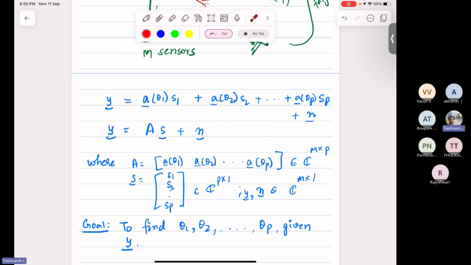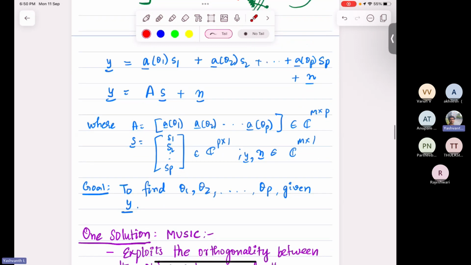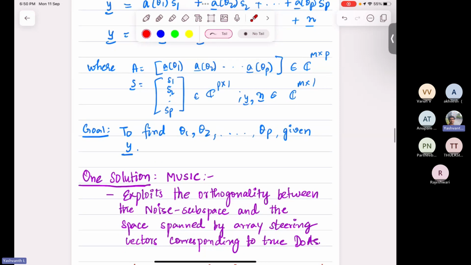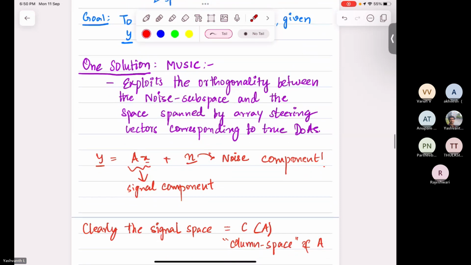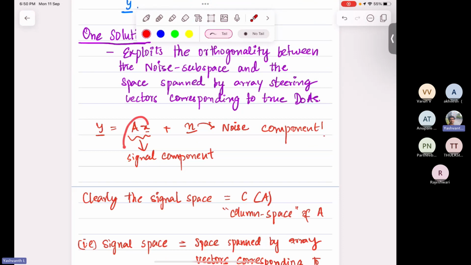Okay. In general, signal spaces will be orthogonal to noise spaces. If you want, we can discuss it a little more, but I want to finish certain things which were covered in class by the professor. Okay, so AS plus N. AS is called the signal component and N is called the noise component.